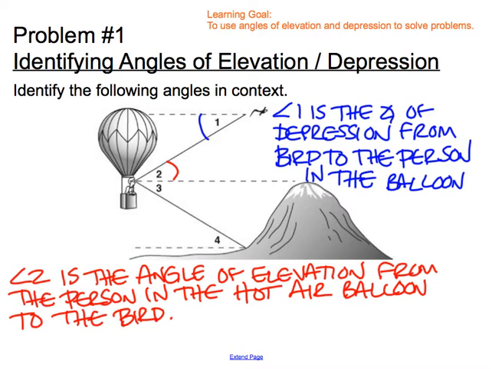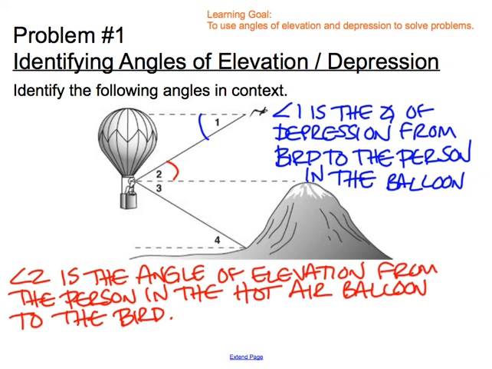So these are examples of how to identify angles of elevation and depression in context. We want to start by identifying first whether it's an angle of elevation or an angle of depression. In order to do that, you just have to check to see if the line of sight is above or below the dotted line. In this case, the line of sight from the bird to the person in the hot air balloon is below the dotted line for angle 1 and above the dotted line for angle 2.